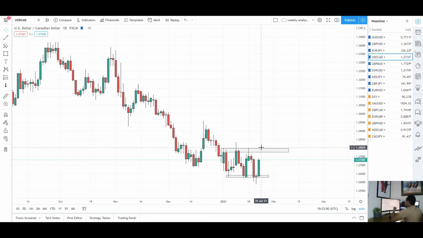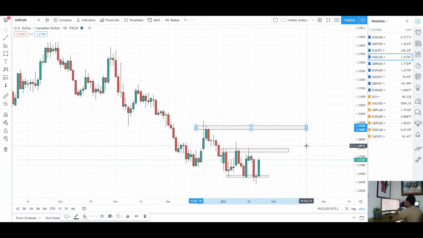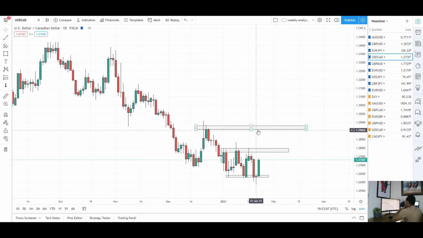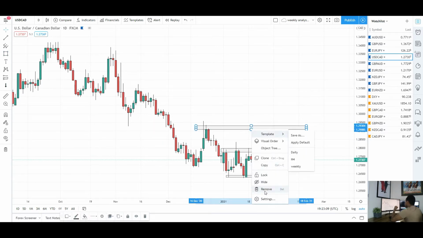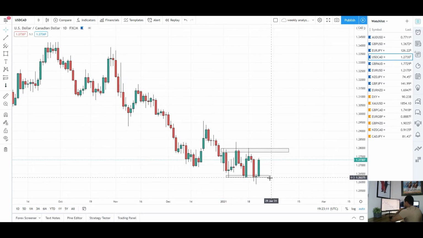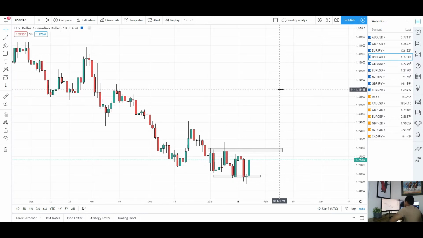If we do break above that resistance, I'm probably expecting to see a swing to test this previous high here. Or if we see price become bearish and break below that support, we'd probably see another swing to the downside, with price continuing that bearish trend. But right now, USD CAD is still stuck in that range.